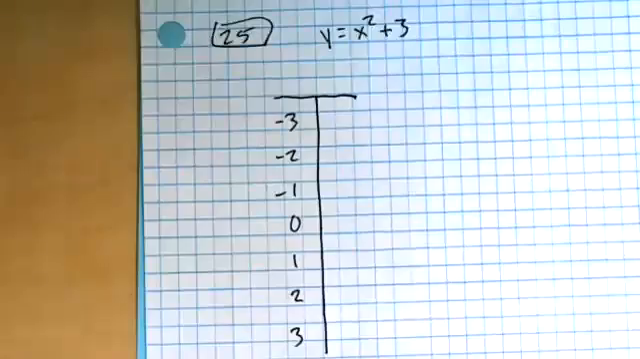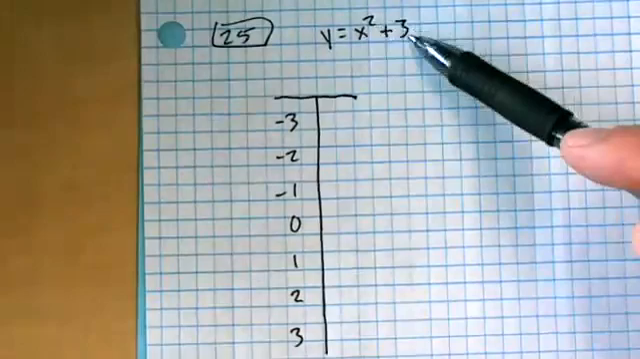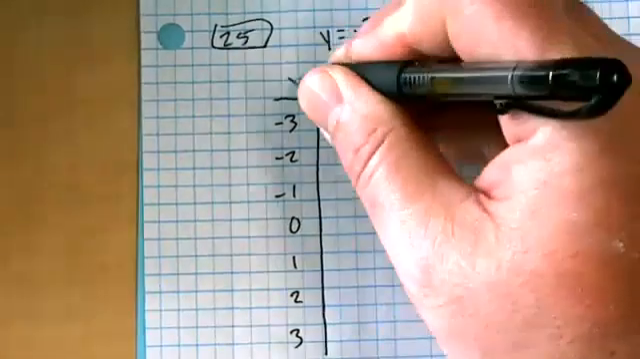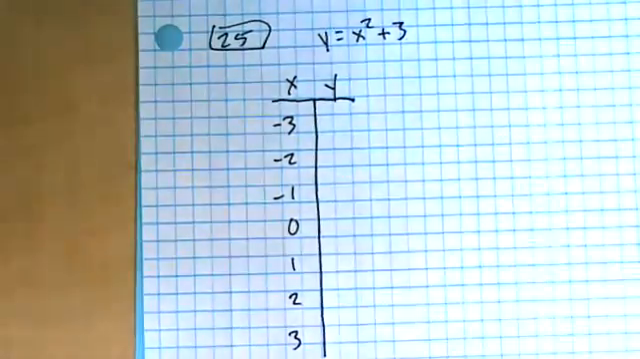So for number 25 in your assignment, you're going to basically do the same thing that we just did. This is a much simpler equation, so it shouldn't take us as long to do this. We're just doing x squared, and then we're going to add 3 onto it. So whatever this x is, we're going to square it and add 3. You can probably do this in your head.